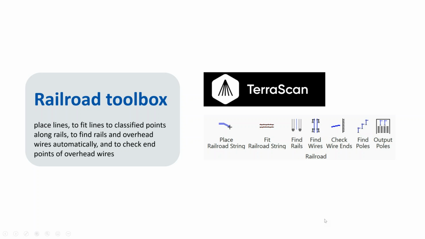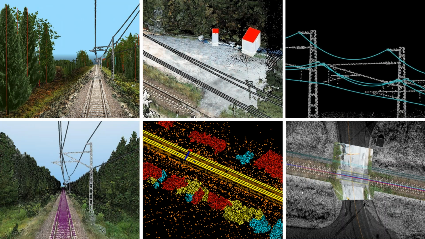First, let's look into the tools TerraScan can suggest for railroad processing. The tools in the railroad toolbox are used to place lines, to fit lines to classified points along rails, to find rails and overhead wires automatically, and to check endpoints of overhead wires. Here you can see some examples of tools used.